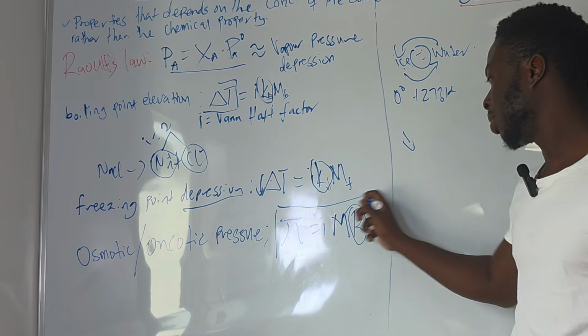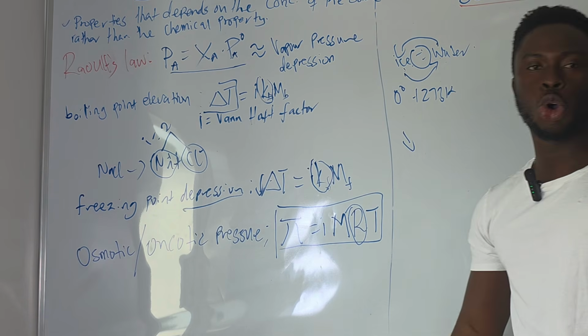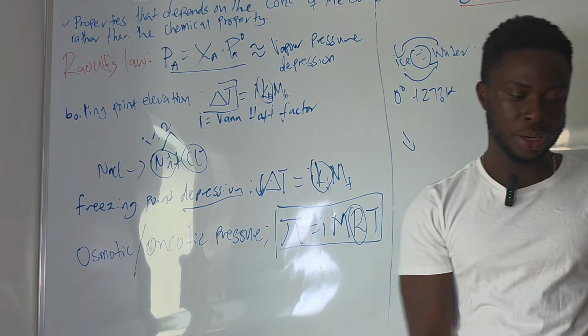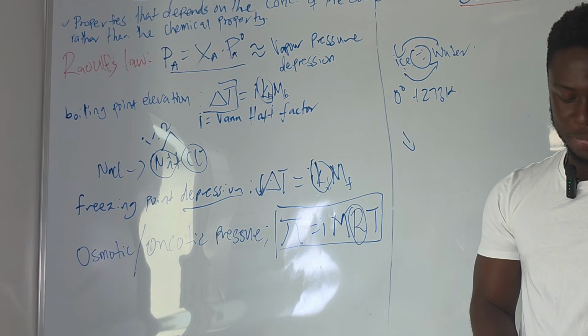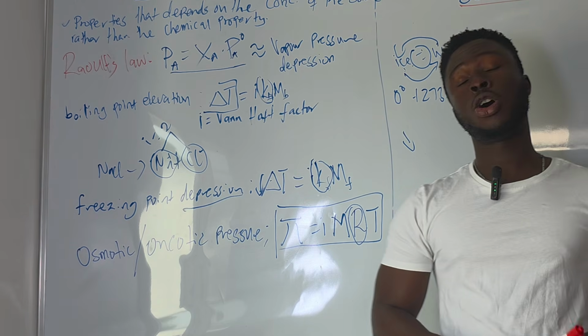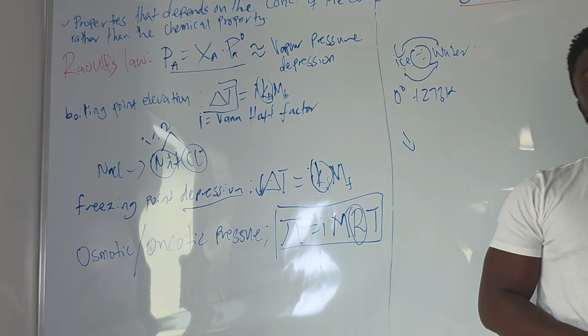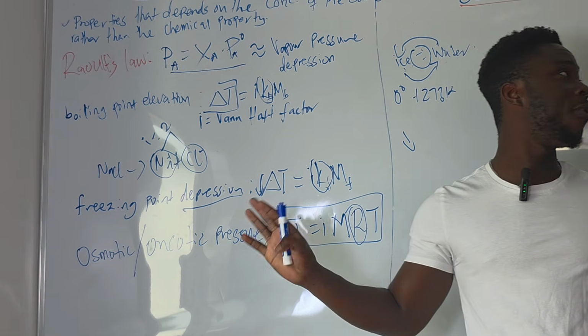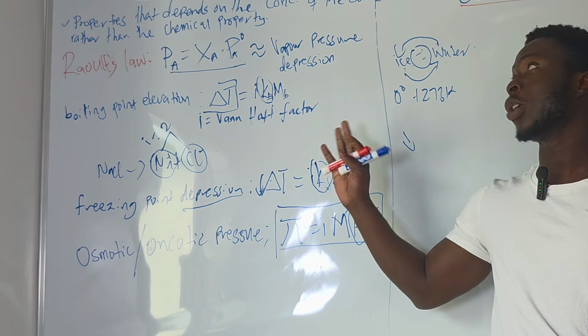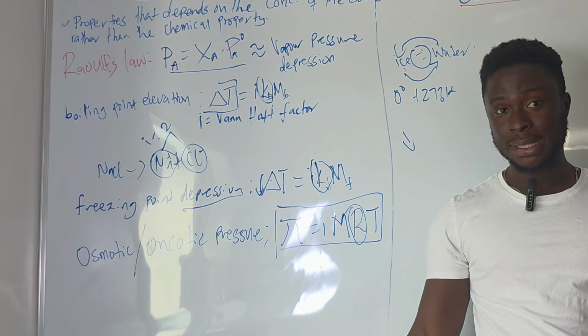And that gives us the oncotic pressure, one of the colligative properties. So all in all, that is 90 to 98% of everything you need to know about solutions on the MCAT.